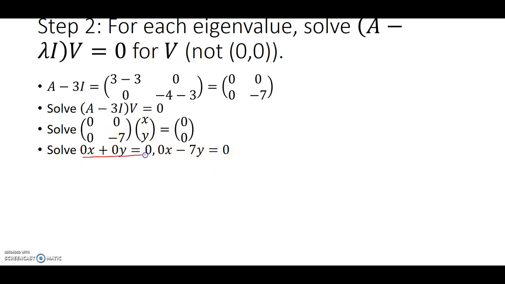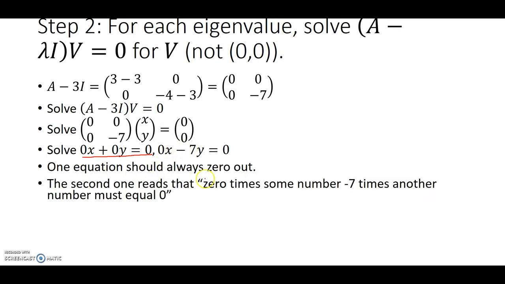Now, the first row is kind of useless, and we hope to have one row that's useless, because what we are aiming for is infinitely many possible solutions. One equation should always zero out. The second one reads that 0 times some number minus 7 times another number must equal 0. I'm putting this out in words because you might say the only values that work are 0 and 0.